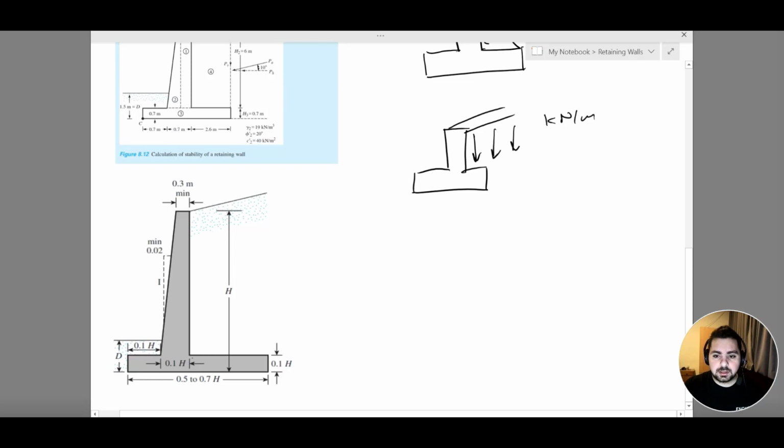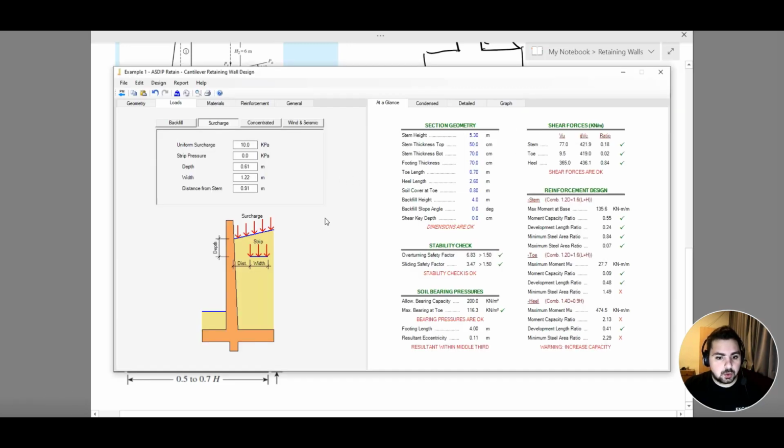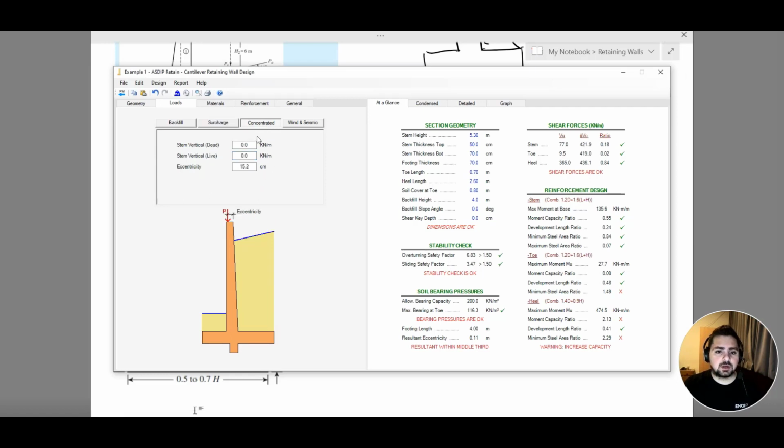Or if we are working with a road, then my road is going to distribute this load as an area load, and we might even have a point load. So we need to know what type of load we are working with when we are determining our pressure. Now, we said we are going to keep it as 0, so no strip pressure here. Concentrated, again, we do not have any concentrated load.